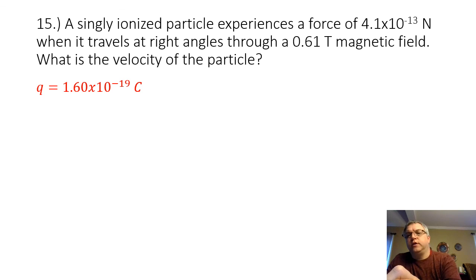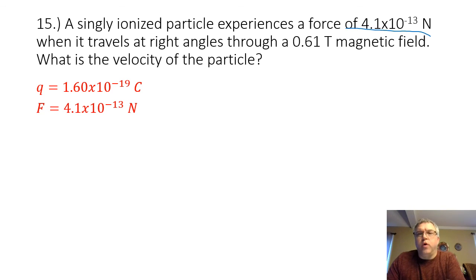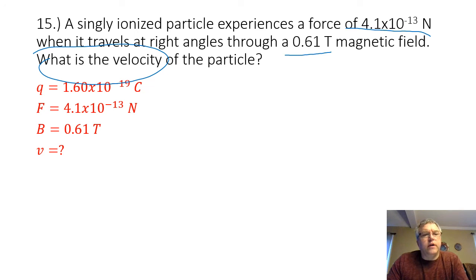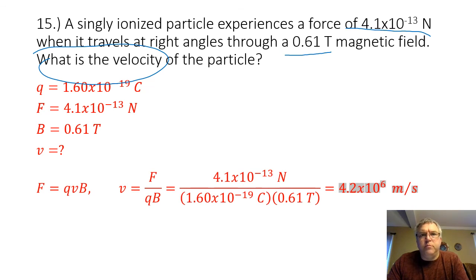We are also given the force of 4.1 times 10 to the minus 13th newtons, and the magnitude of the magnetic field, which is 0.61 Tesla. And we are being asked to find the velocity of the particle. So again, we're given the charge, the force, and the magnetic field. For looking for the velocity, we are going to want to use F equals QVB.